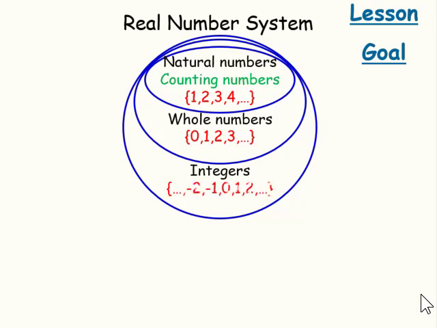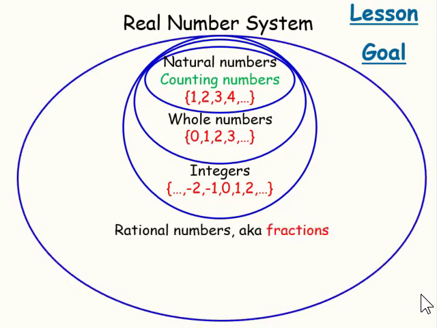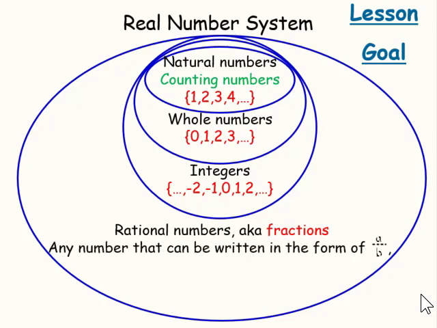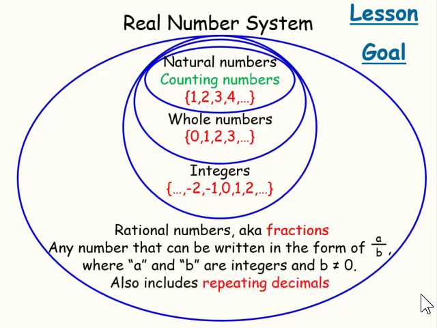Integers are whole numbers and the negation of our whole numbers. But remember, -0 is 0. Rational numbers, also known as fractions, are any numbers that can be written in the form of a over b, where a and b are integers and b does not equal 0. This also includes repeating decimals and terminating decimals.